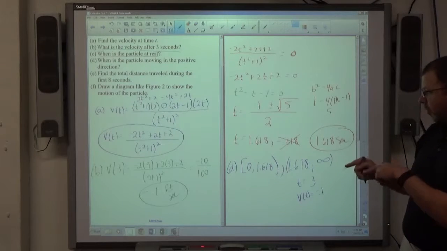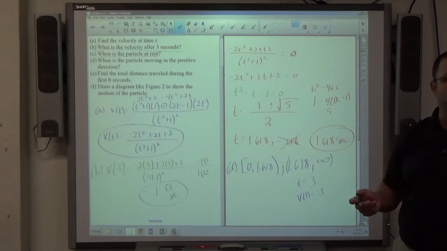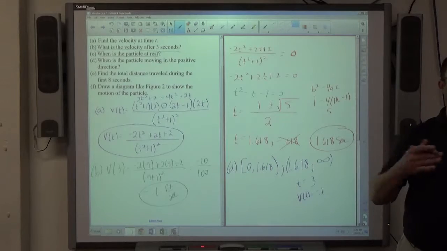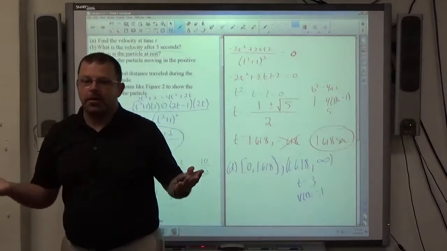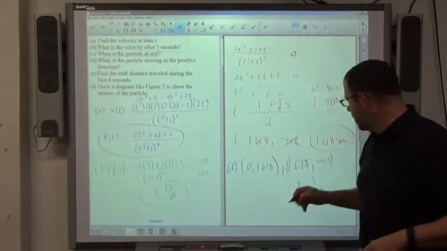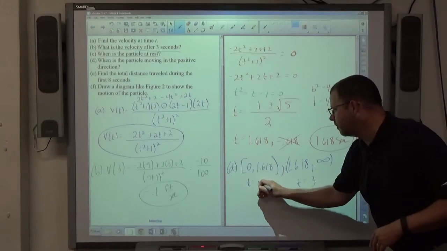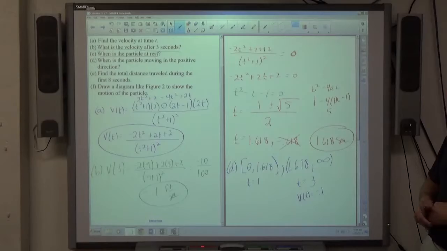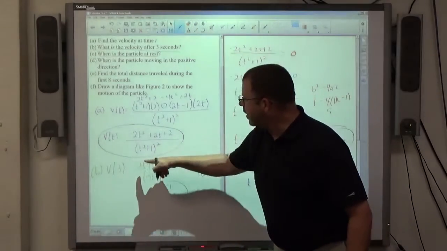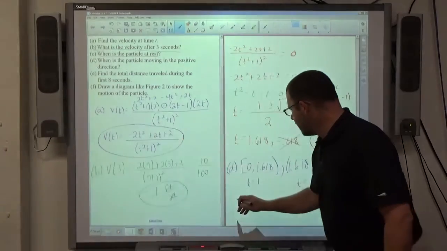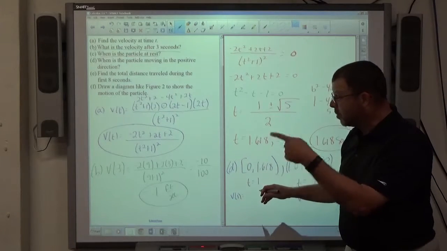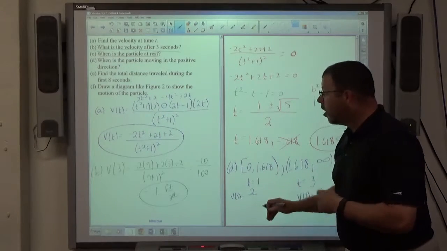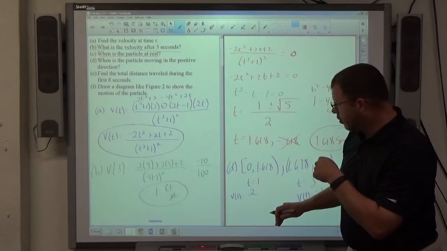Which means from 0 to 1.618, what's it going? Positive, maybe. It could be going to the left there also. It could be going to the left, stopping, and then going to the left some more. I don't know until I actually test it. If I try t equals 1, between 0 and 1.618, put 1 into this expression here, v of 1 is going to be negative 2 plus 2 plus 2, which is 2, over 2 squared, which is 4.